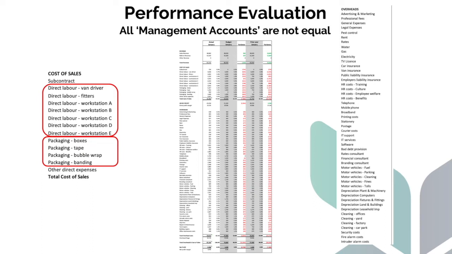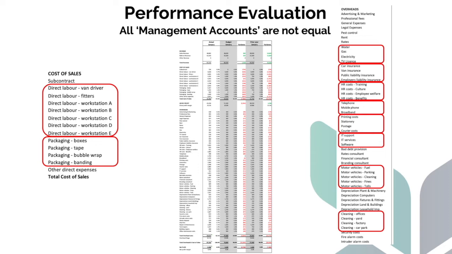The point of management accounts is to get a snapshot of how you're doing. The detail, the investigation and detailed analysis is done in the reporting after you've produced your management accounts. So you could just put packaging instead of boxes, tape, bubble wrap and banding. In here, all of these could be lumped together. So water, gas, electricity, TV license, premises expenses, car insurance, van insurance, public liability insurance, employer's liability insurance is just insurance, and so on. So you could massively trim this down and make it a far more relevant and meaningful report.